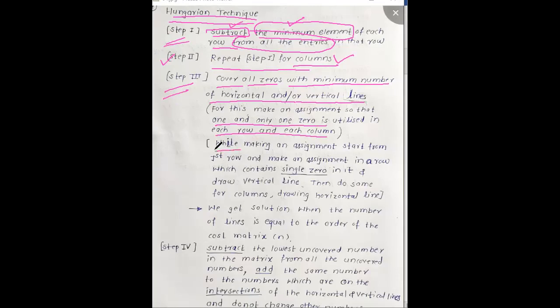Now while making an assignment, start from the first row and make an assignment in a row which contains a single zero. So we start these assignments from the first row and we look at the rows in the cost matrix starting from the first row and look at the rows containing a single zero. So whenever we get a single zero, make an assignment there.